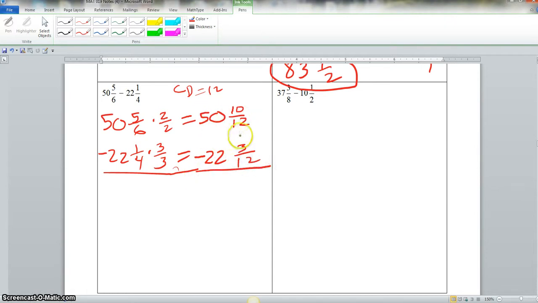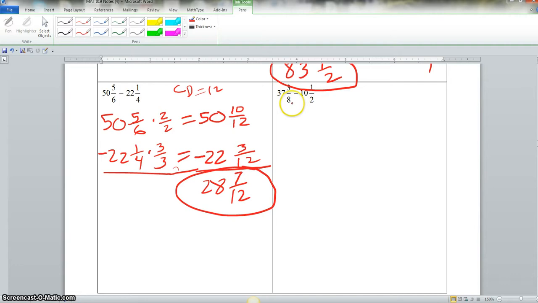Now, before we get to the whole numbers, we must subtract the fractions first. 10 twelfths minus 3 twelfths will give us 7 twelfths. And 50 minus 22 is 28. And this is our final answer.